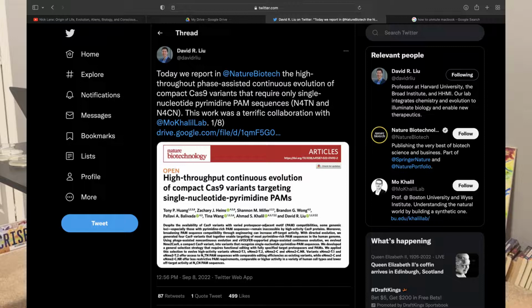So I'd like to go over this new paper from David R. Liu Lab, and it's in cahoots with the Mo Khalil Lab. So what did they do? The title is High Throughput Continuous Evolution of Compact Cas9 Variants Targeting Single Nucleotide Pyrimidine PAMs.